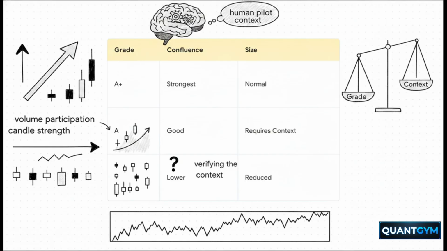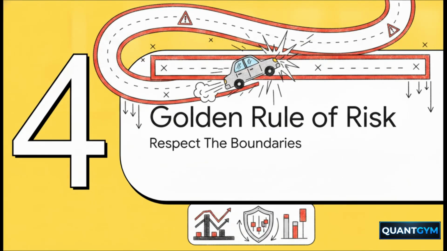This is where you'd want to reduce your size, or maybe only take it if the broader structure is just screaming in agreement. You have to remember this: the grade is not the trade. The system is just grading the setup's quality. You, the human pilot, you have to supply the context. Section 4. The golden rule of risk.